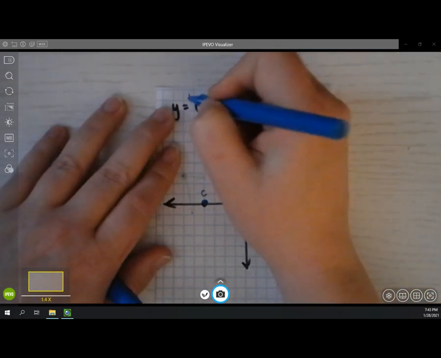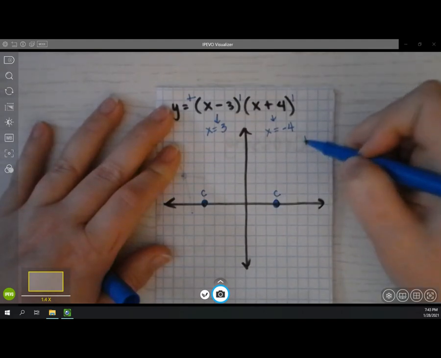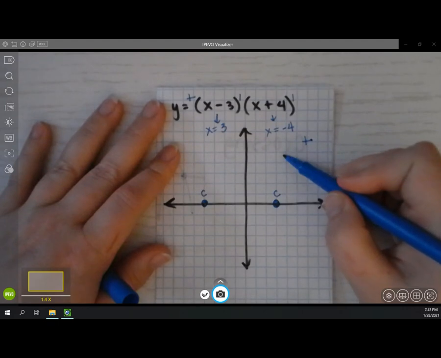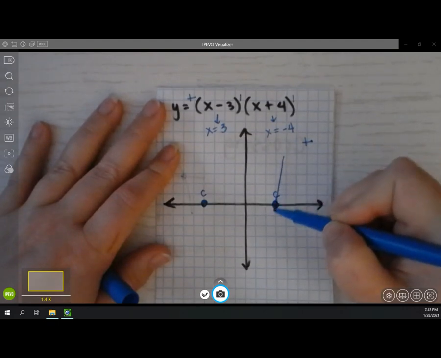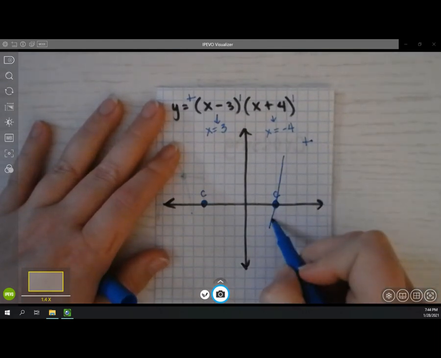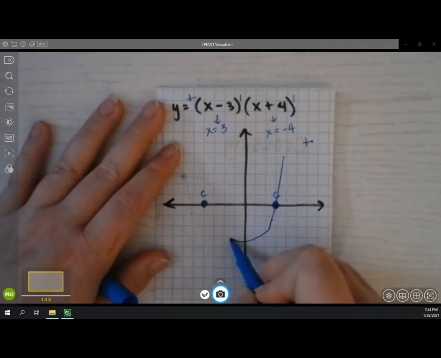My graph is positive, so I'm going to start in the positive area. So I'm going to start up at the top, and crossing means I cross the x-axis. I go from positive to negative. Now I got to make it all the way to my other point.